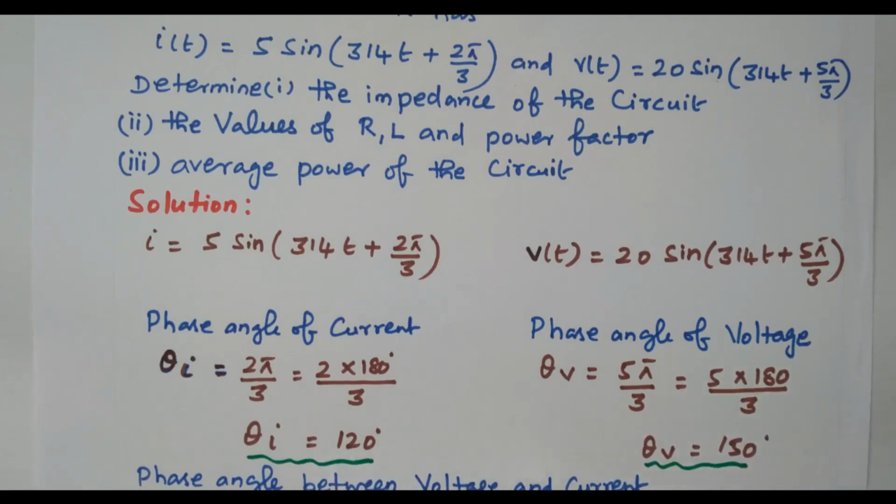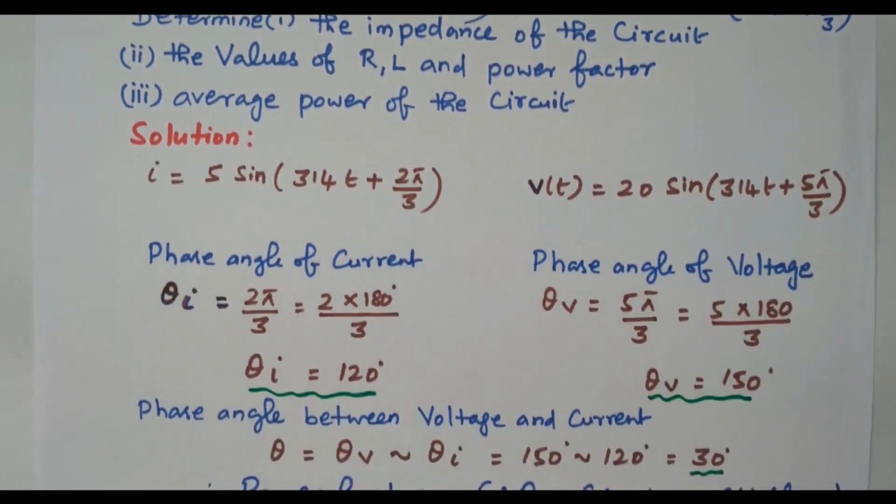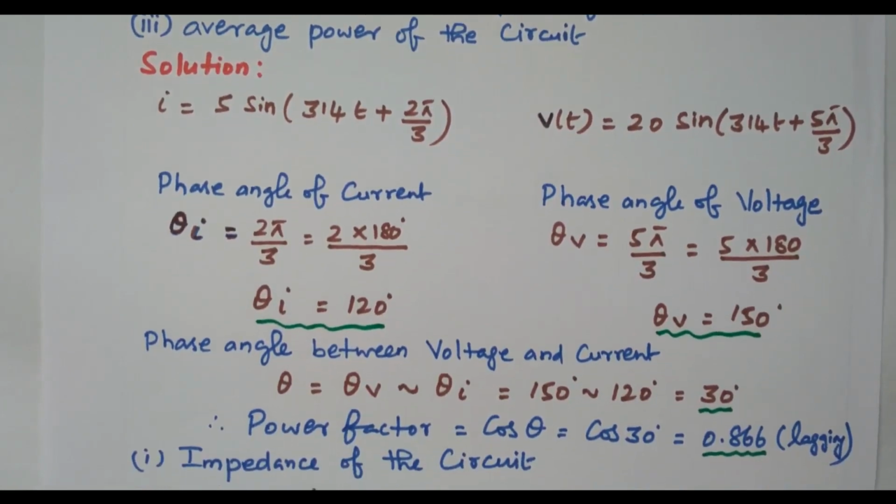So we calculated the phase angle of current as well as voltage from the given equation. This is the phase angle of voltage, and this is the phase angle of current. The phase angle between current and voltage is theta equal to the difference between theta V and theta I. It's not a subtraction, it's a difference. The difference between the phase angle of voltage and current gives the phase angle between voltage and current. So 150 minus 120 is 30 degrees. So the phase angle between current and voltage is 30 degrees.